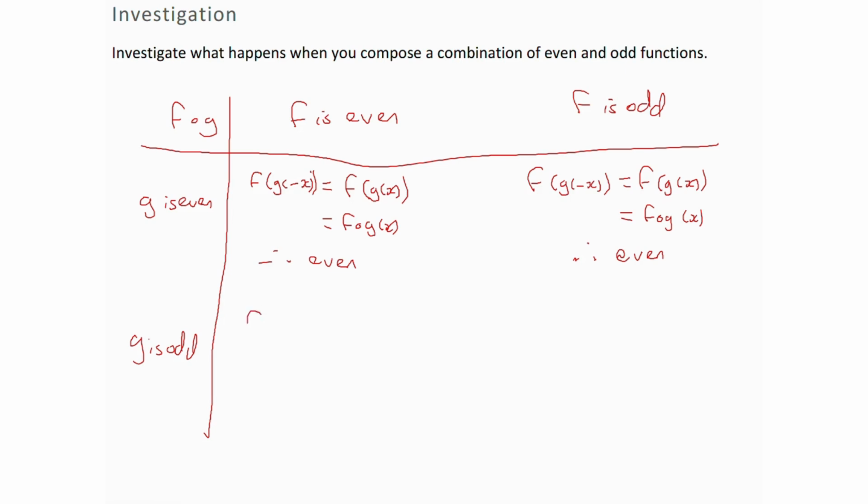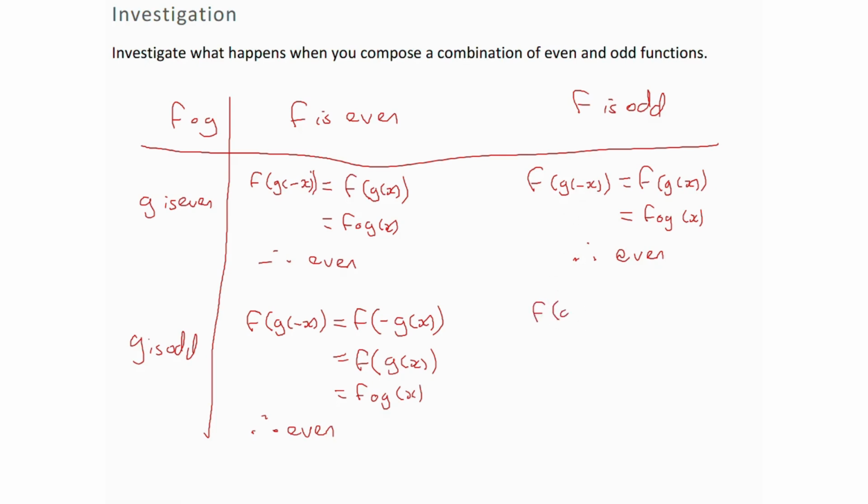What about if g is odd though? f of g of minus x is going to be equal to f of, where if g is odd, then g of minus x is minus g of x. But if f is even, then this is the same as f of, well, because f is even, the minus just becomes f of g of x, which is equal to f composed with g of x. So this one is also even.